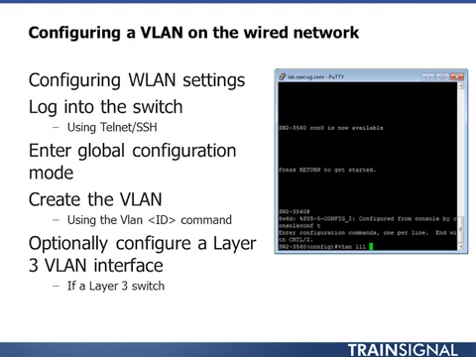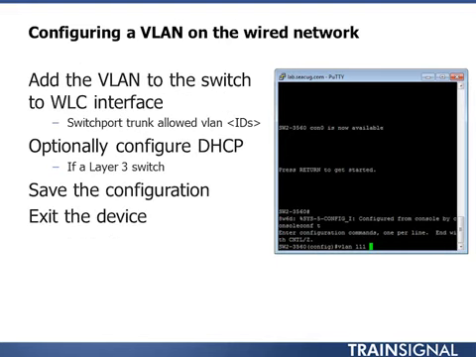Optionally, you can configure a layer 3 VLAN interface. In fact, I always do. So I go in and create interface VLAN 8 and give it an IP address. The other thing you need to do is you need to make sure the VLAN is added to the port that the switch is connected to. So the command for that is switchport trunk allowed and then put the VLAN. So I added VLAN 8, so I'd want to have VLAN 5 to 8 plus 60 in my lab configuration.